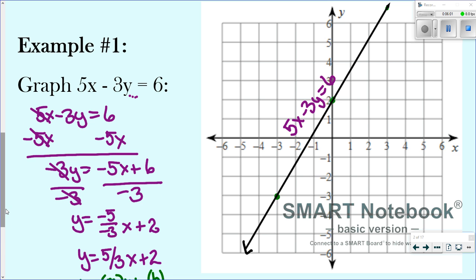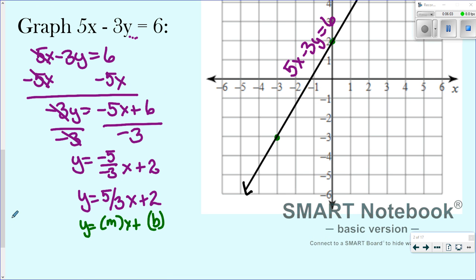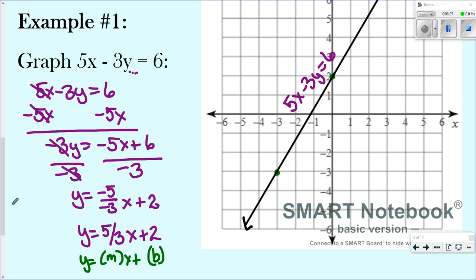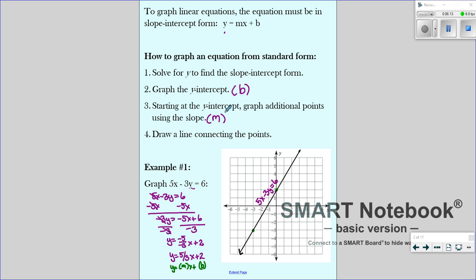Not the one that you've changed it to. Always use the original. I'm going to repeat that many times in class. Use the original. All right, so I'm going to expand that so that way you can see. Again, when it comes to graphing an equation from standard form, first you have to solve for y, which we did, because we need to get into the slope-intercept form of y equals mx plus b, which we did here.